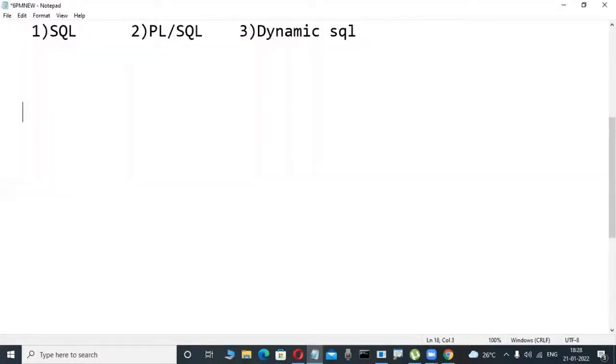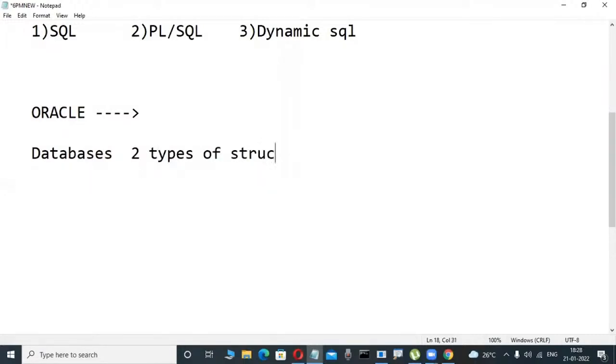Actually, these relational databases are there: Oracle, SQL Server, DB2. These are relational databases, for example. But these databases have two types of structures. You must be familiar with this before we start our courses. Observe it here, two types of structures are there. Don't write it, just observe.